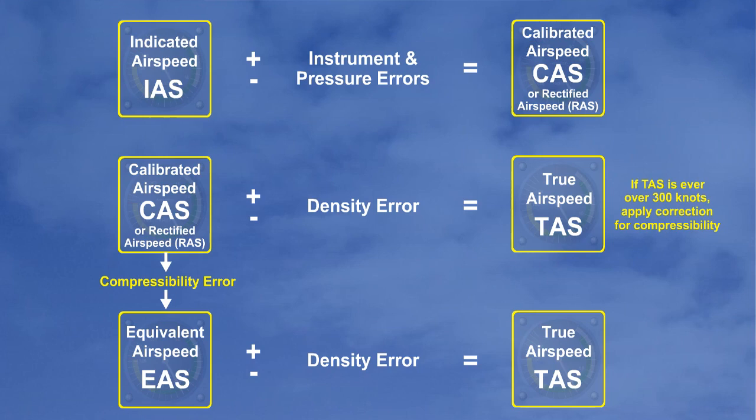Near the speed of sound, the error can be more than 20 knots. The correction for compressibility error gives us equivalent airspeed, or EAS. The equivalent airspeed is the most accurate measurement of dynamic pressure, as it has been corrected for instrument, pressure, and compressibility error. However, in practice, it is rarely necessary to calculate the EAS in order to determine the TAS. This concludes the lesson.